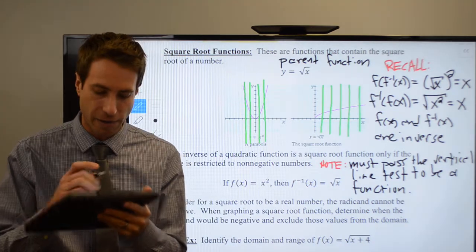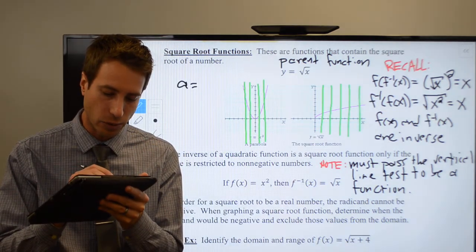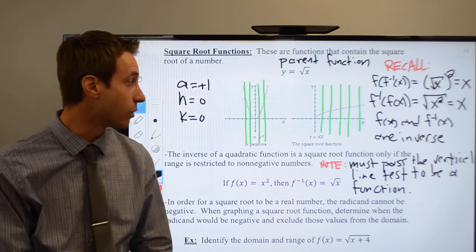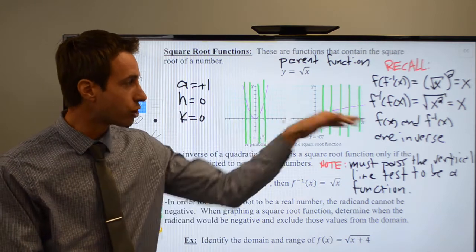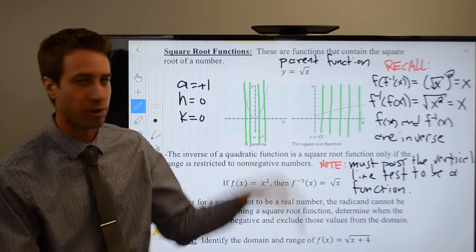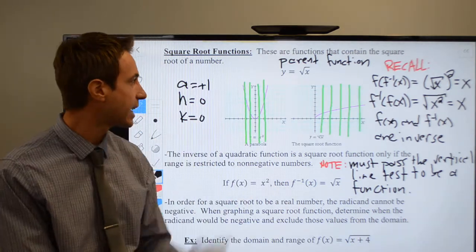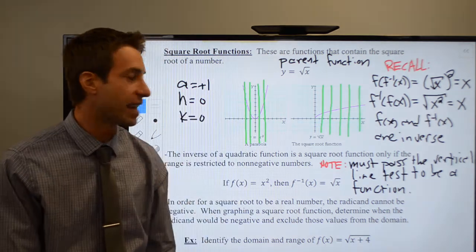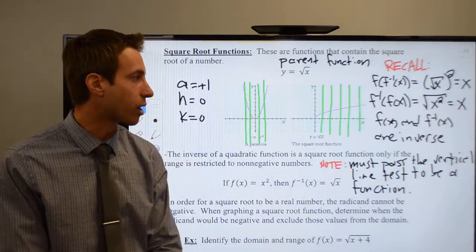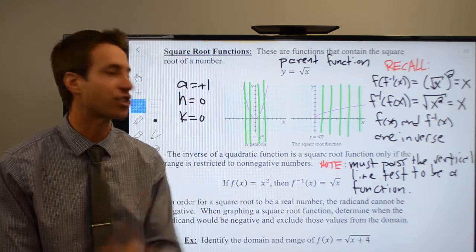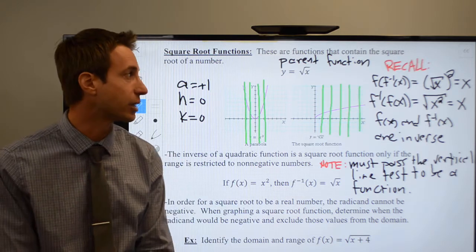And in that parent function, a is equal to plus 1, h is equal to 0, and k is also equal to 0. Remember, h is the horizontal shift, left or right, but you have to remember it's the opposite. K is the vertical shift, up or down. It works exactly the way you would think. A just simply tells you whether the graph is above or below the x-axis. Remember, it's a reflection across the x-axis. And a also tells you whether it's a vertical stretch or a vertical compression. And we'll talk about that a lot more when we actually get to graphing.